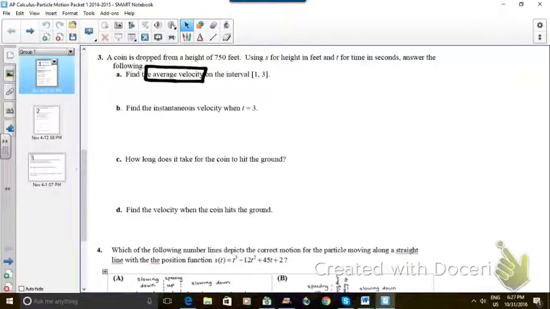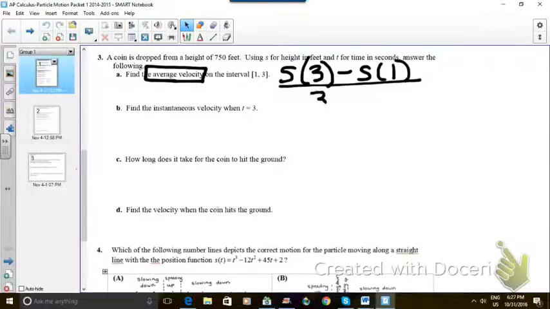Okay, on this problem, the keyword is average velocity. Average rate of change is going to be our f of b minus f of a. So we take s of 3 minus s of 1 divided by 3 minus 1. Notice that we're plugging it into the s function. We're basically getting the secant slope. Remember, derivative is always slope, so you're getting the secant slope kind of idea.